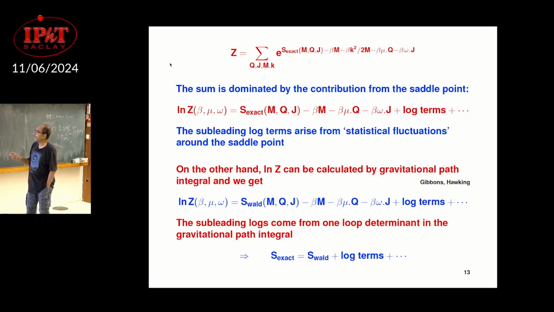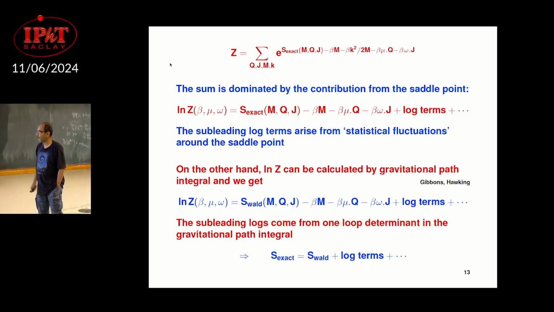Just to give an example, when you do this sum over k, which is really an integral, for every k integral you will get a factor of square root of M over beta. That will appear in the exponent as a log of square root of M over beta. Those are what I am calling logarithmic terms. So these log terms come from statistical fluctuations around the saddle point.